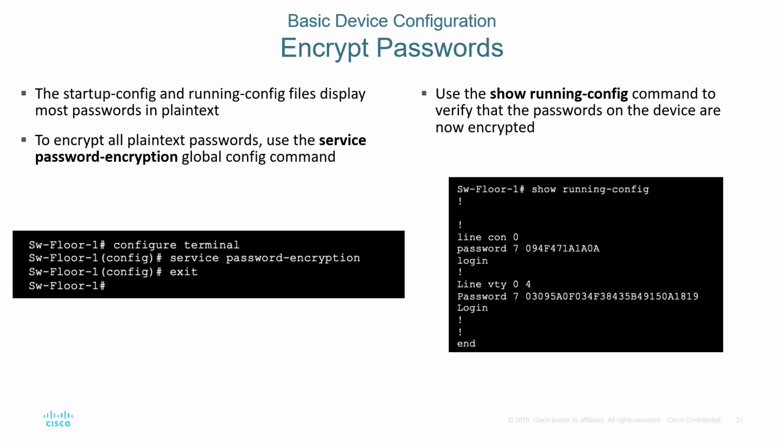Now, the startup config and running config. These display most passwords in plain text. So what we don't want is someone standing behind us while we're on our devices and we happen to do a show run and we're under our line configurations and you can see every password that we've put on because it's in plain text. We don't want that. Okay, that is a security breach. So we go into config T and we say the command service password-encryption.